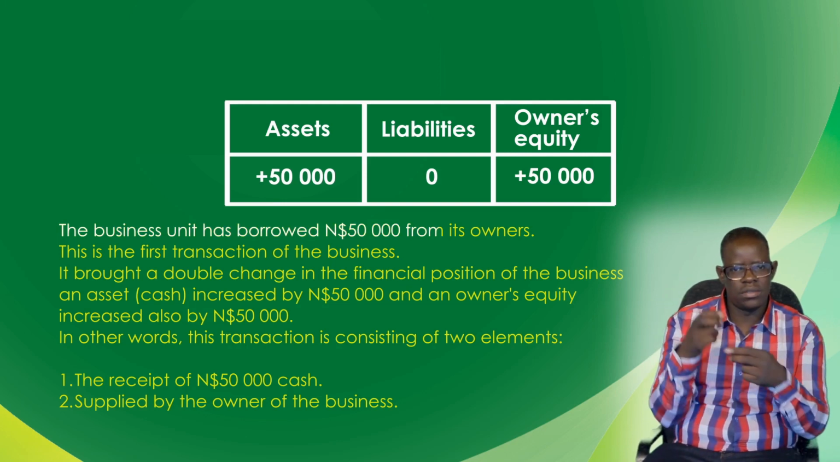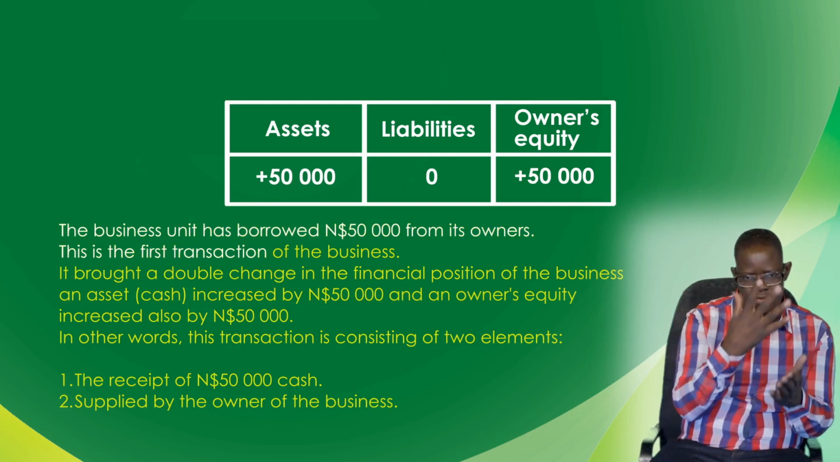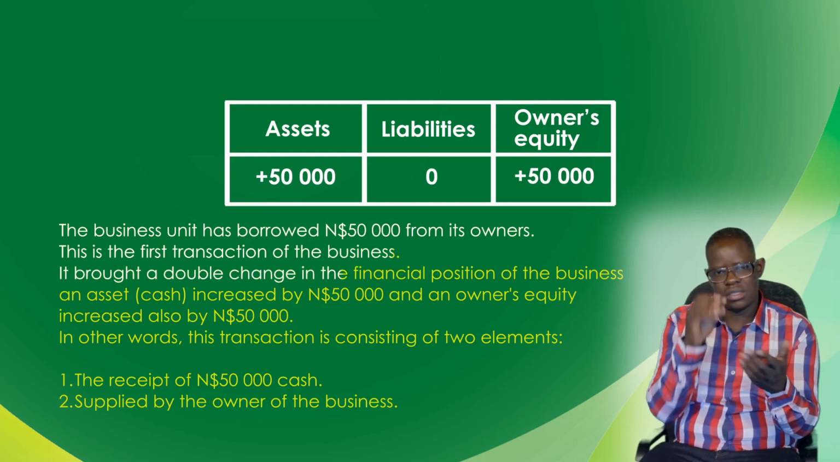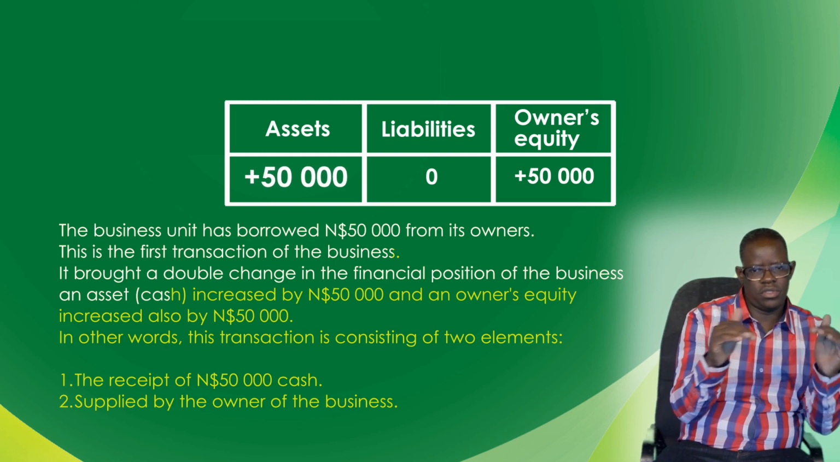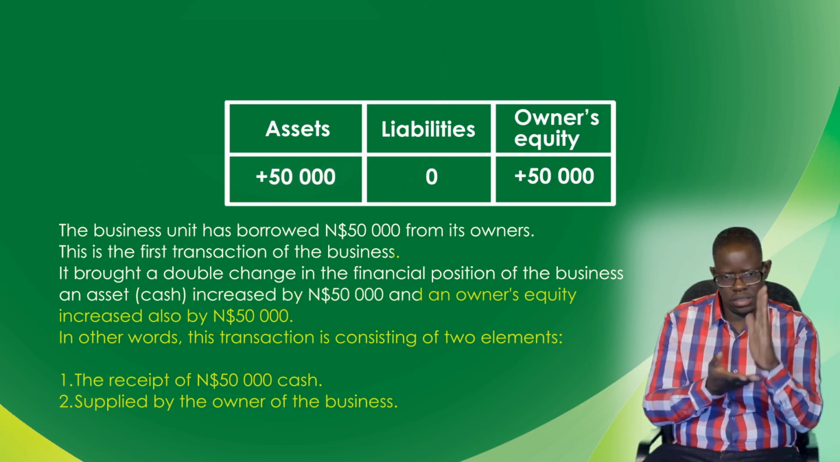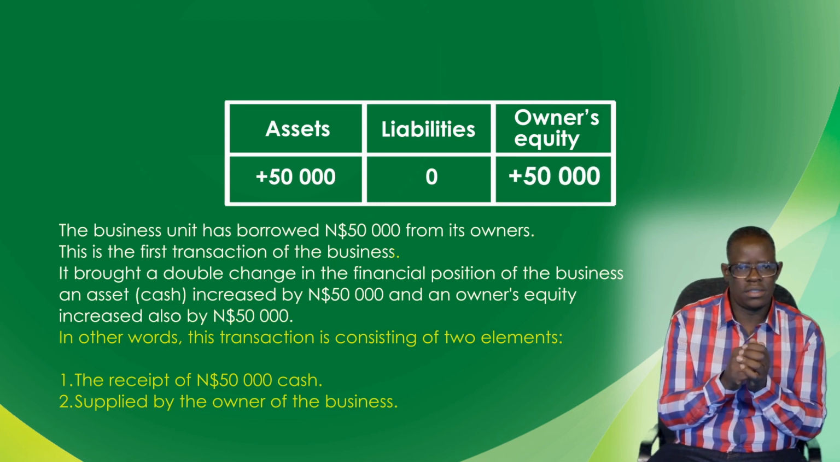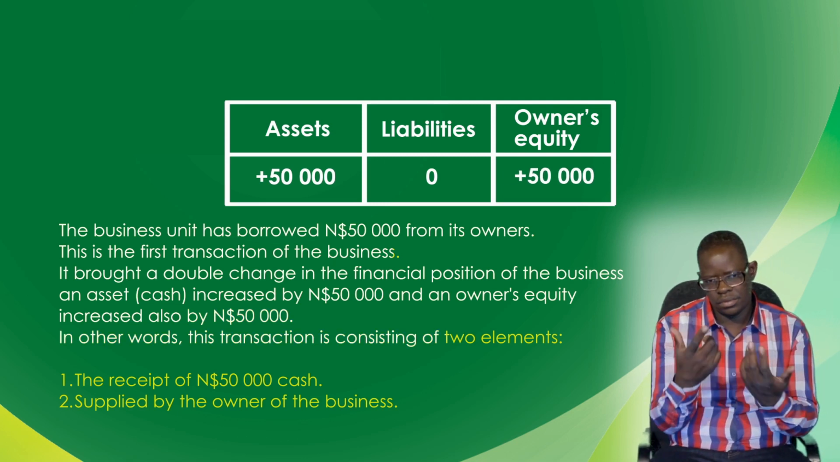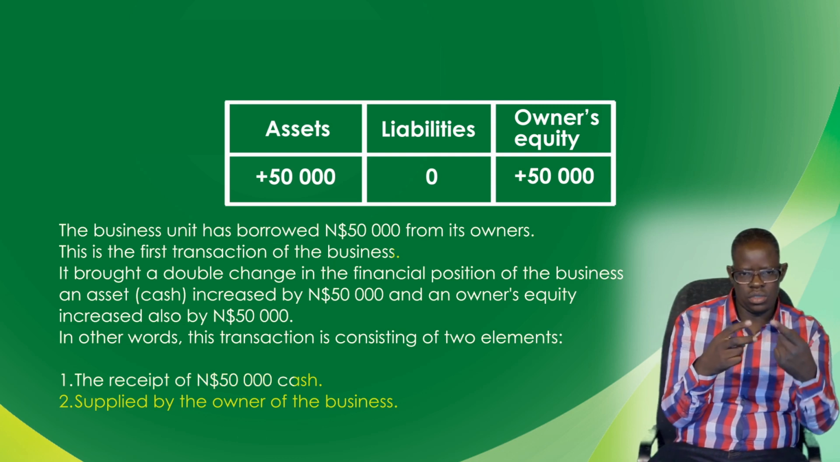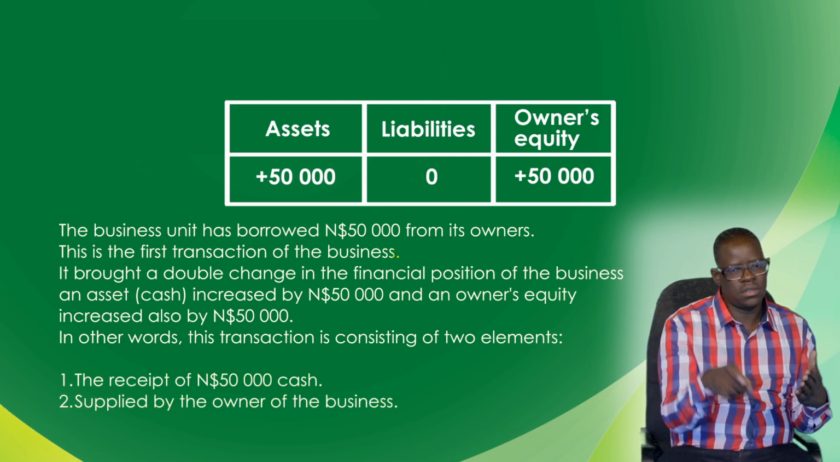Of course. Assume we decided to start our taxi motor business. The new business started on the 1st of January and we invest 50,000 in it. The business unit has borrowed 50,000 from its owners. This is the first transaction of the business. It brought a double change in the financial position of the business. An asset or cash increased by 50,000 and an owner's equity also increased by 50,000. In other words, this transaction is consisting of two elements: the receipt of 50,000 cash supplied by the owners of the business. I can see that this transaction has affected two sides, the assets and the owner's equity.